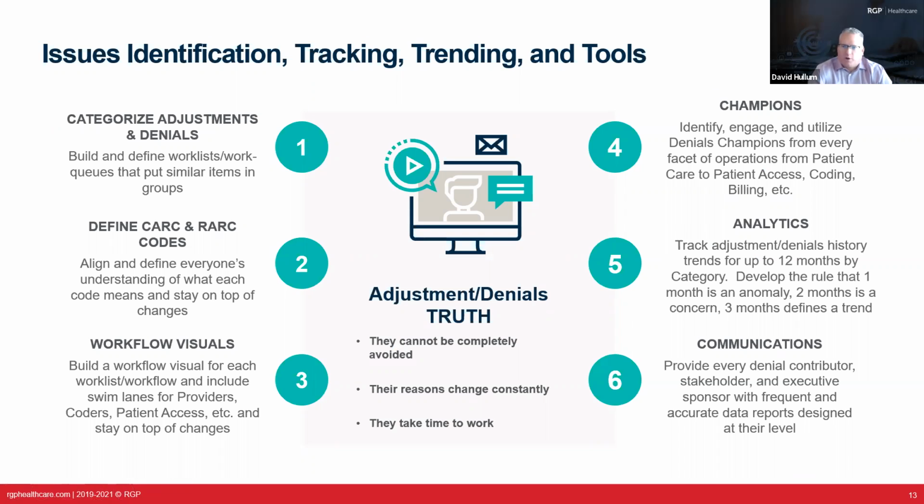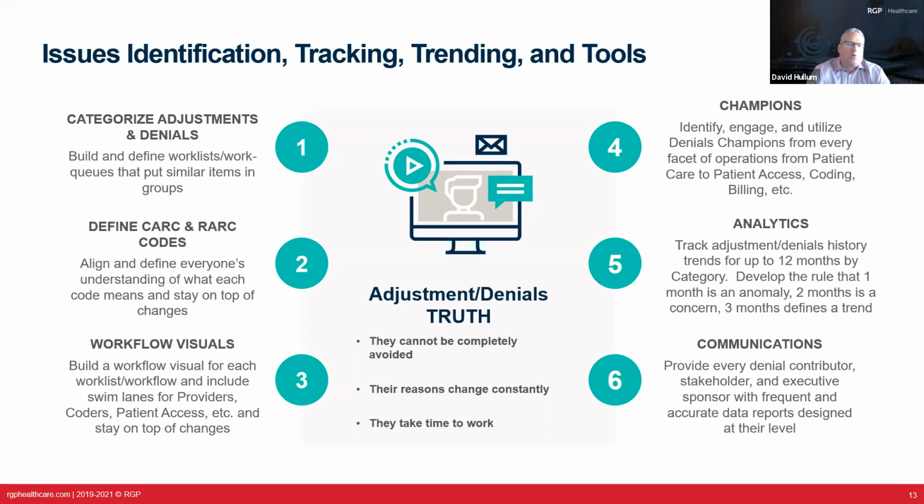So this goes to what you were asking about earlier, Kenan, which is, here's the methodology for identifying, tracking, trending, and some of the tools that you can use to do this. Okay. It is absolutely important, as I've stated earlier, to categorize adjustments and denials. So you want to build and define the work lists or the work queues that put similar items in groups. Okay. Again, you'll thank me later for this because you're going to have those physicians. They're going to make these inquiries and they're going to want to know, well, why is this here and why is that there?